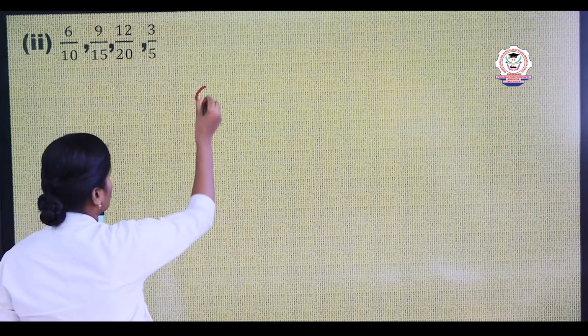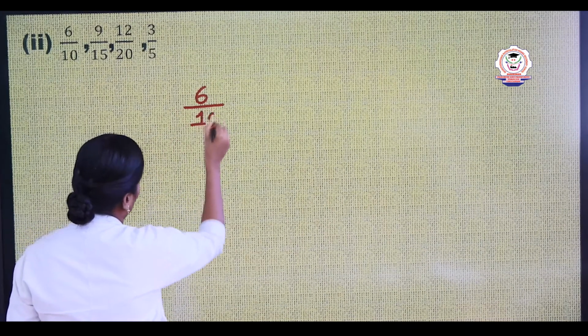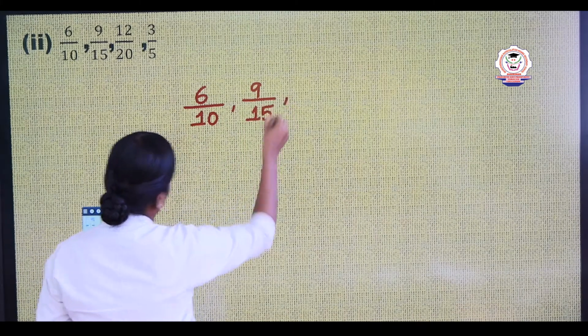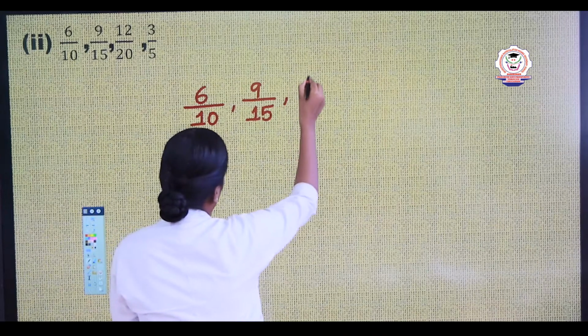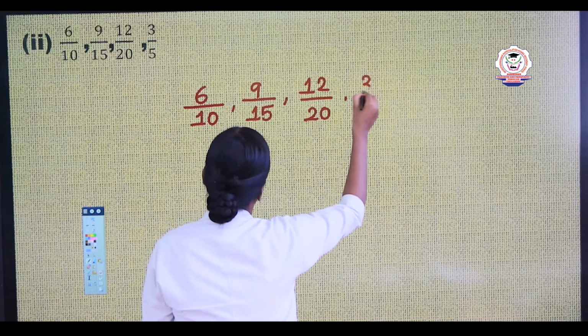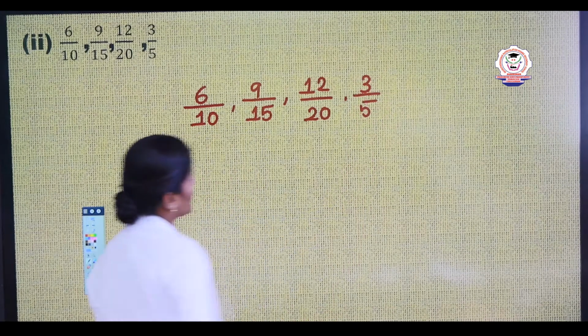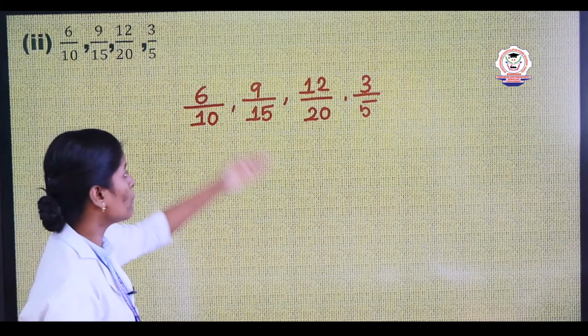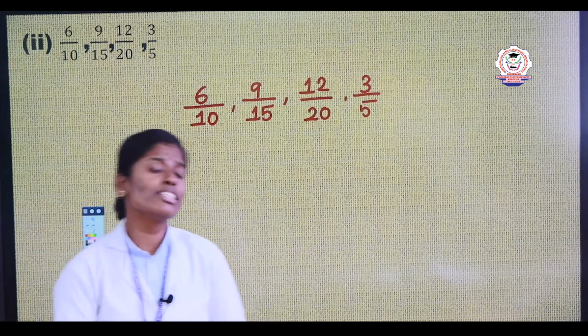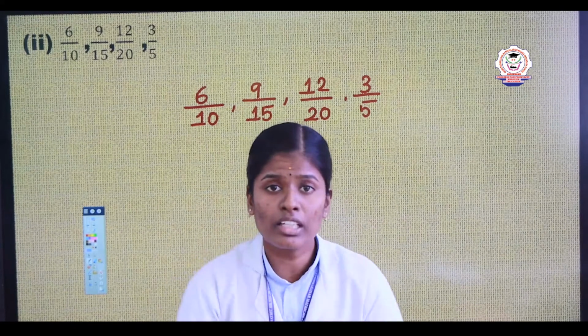So our next question we have 6 by 10, 9 by 15. Write 6 by 10, then 9 by 15, then we have 12 by 20 and then next we have 3 by 5. So this is our question. 6 by 10, 9 by 15, 12 by 20 and then 3 by 5. So listen my children, here you are going to encircle the lowest term.